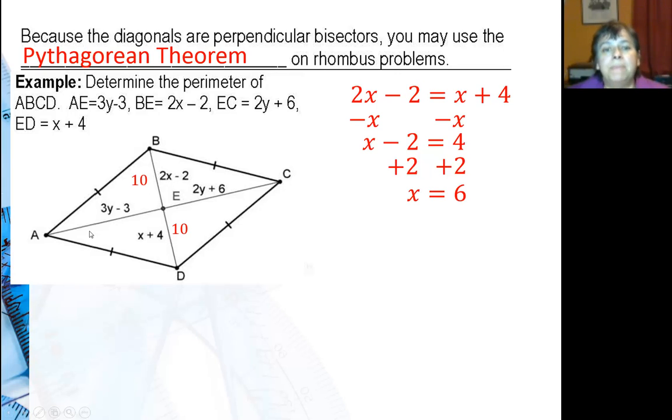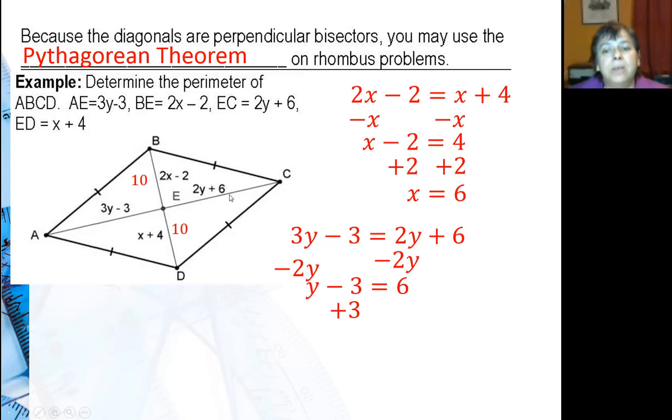I can do the same thing for diagonal AC. 3y minus 3 equals 2y plus 6. Subtract 2y from both sides, then add 3 to both sides, and I get y is 9. Substitute back in, and I get 24 for this leg and 24 for that leg.